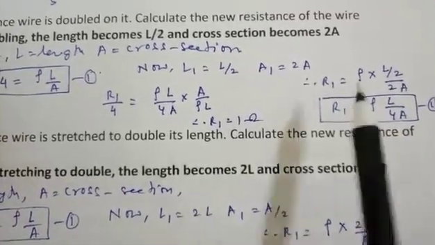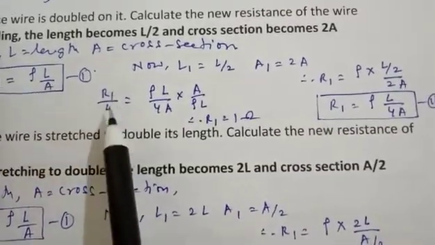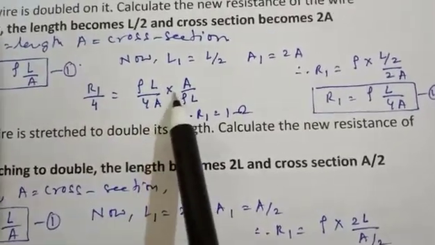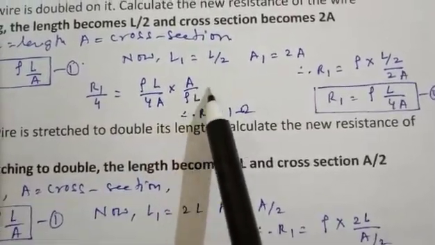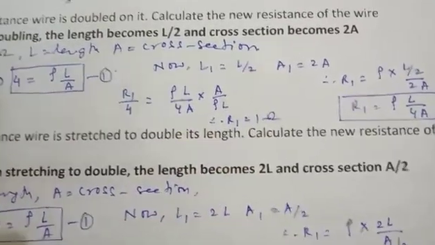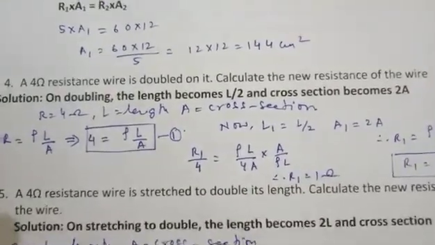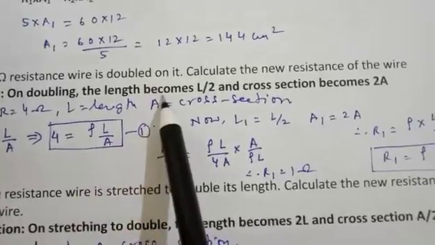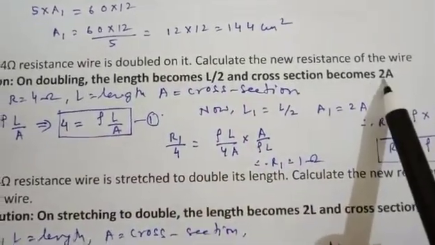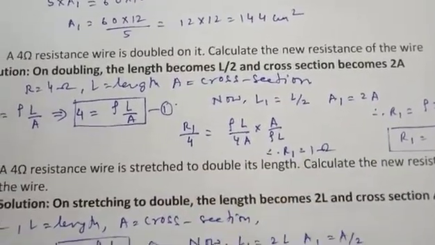Then we have done the same thing. Second divide by first. R1 by 4 is equal to rho L by 4A into A by rho L. After solving this, we are going to get the answer as 1 ohm. That means whenever we double any wire on itself, this is very important, that the length becomes half and the area becomes double. And on the basis of that, we can say the new resistance is coming to be 1 ohm.